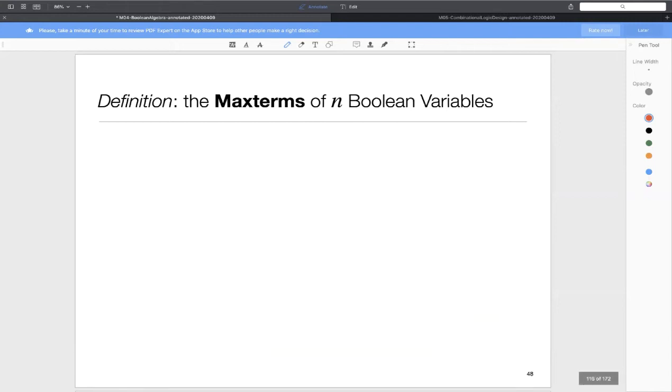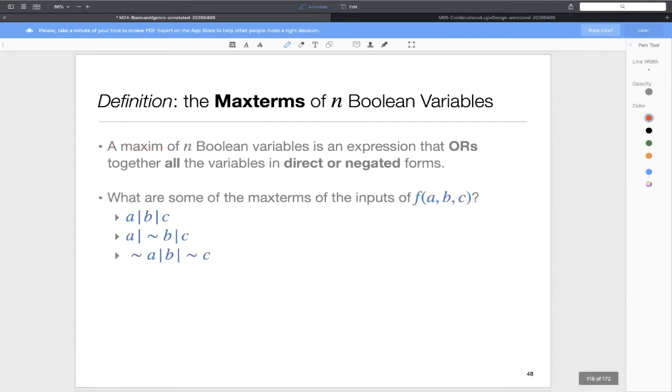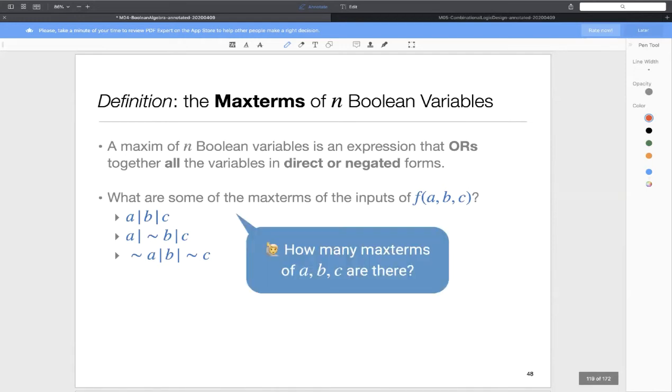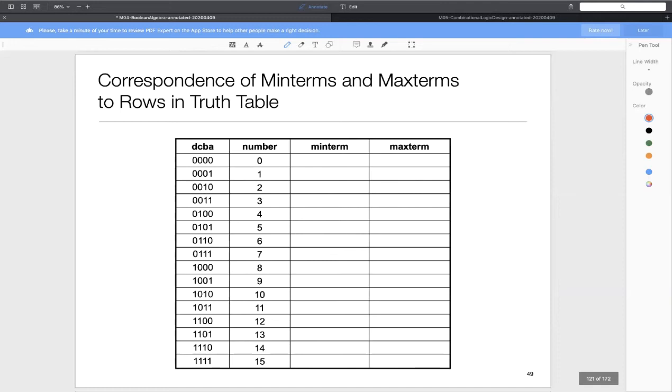There's another related concept called a maxterm. A maxterm of n Boolean variables is an expression that ORs together all the variables in direct or negated form. Remember, a minterm ANDed them, this one ORs them. So A or B or C, A or not B or C, and so on. And of course, the same properties hold true: 8 of them, or 2 to the power n of them.